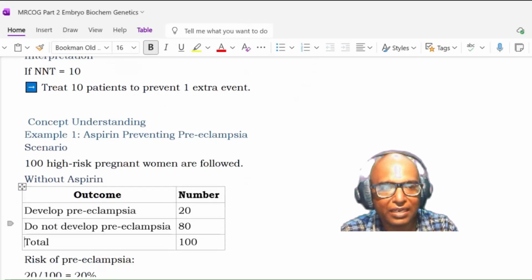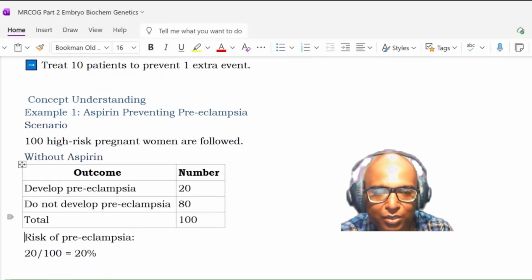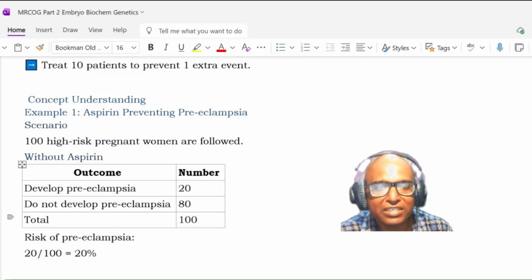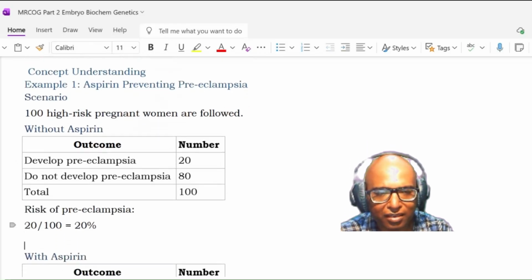For example, we know aspirin is used for prevention of preeclampsia. Suppose we have 100 high risk pregnant women, for whom we normally give aspirin. If you don't give the aspirin, how many will develop preeclampsia? Say without aspirin, preeclampsia is seen in 20 patients, and 80 will not develop it. The total is 100, so the risk of preeclampsia without aspirin is 20%.